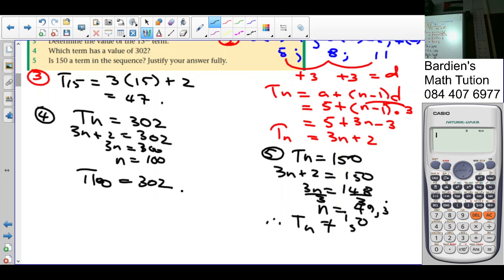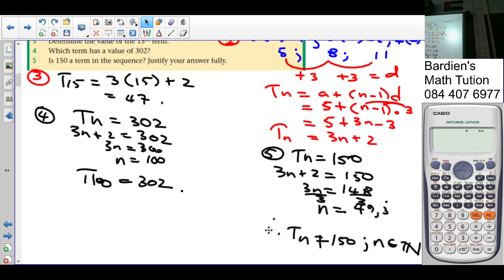So therefore Tn can never be equal to 150. Why? Because the n is an element of the integers. Okay, any confusion here, people? Any confusion? No. Okay.